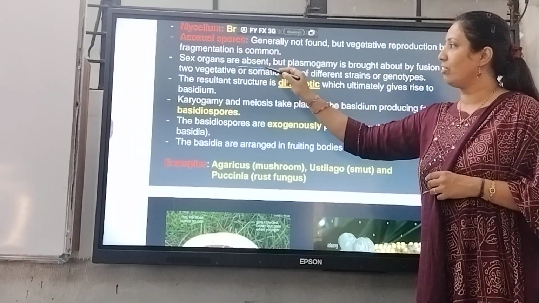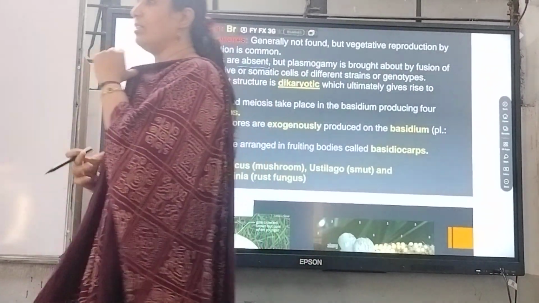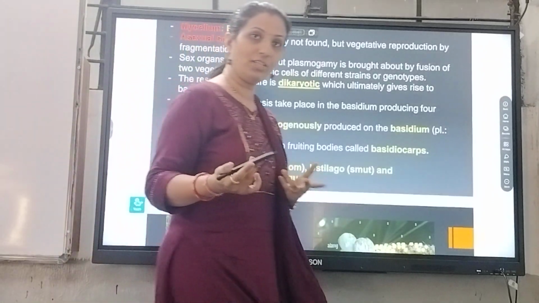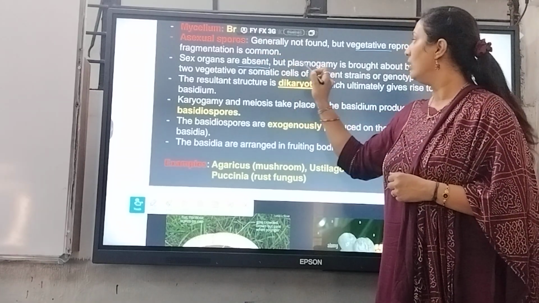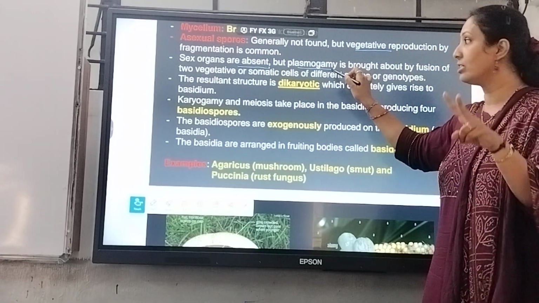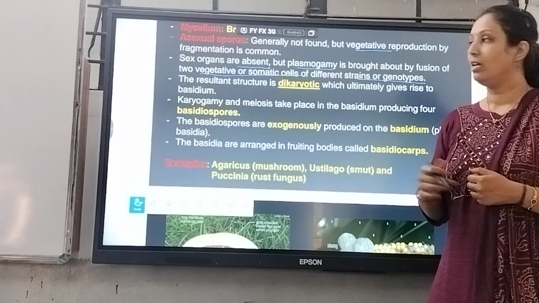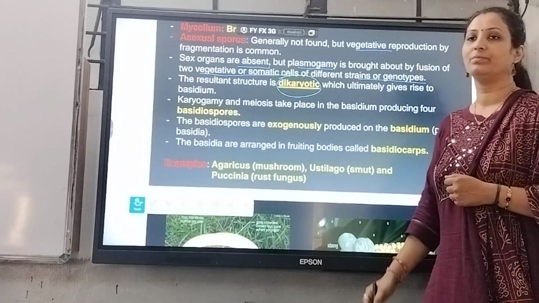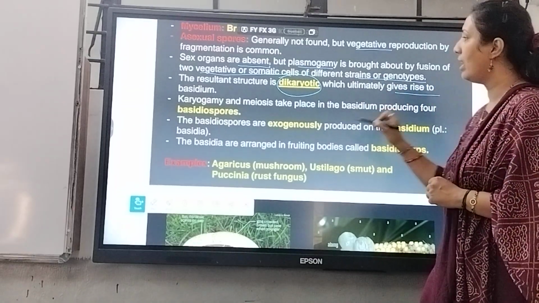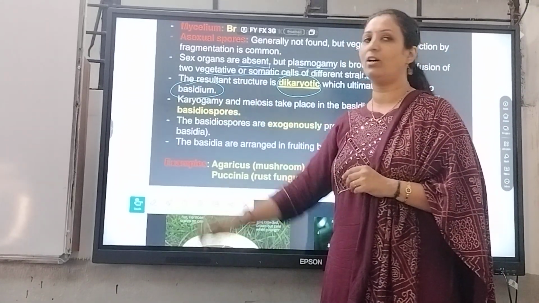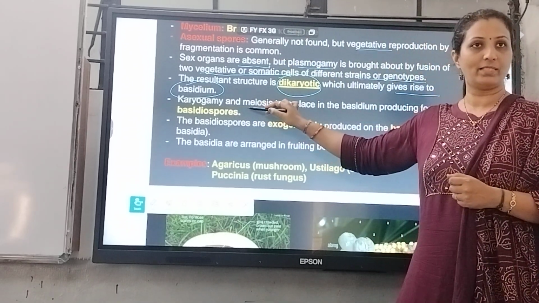See, here the sex organs are absent. In which class of fungi are sex organs absent? Basidiomycetes. Only which two occur, the vegetative and sexual. Plasmogamy occurs between two vegetative or somatic cells of different strain or genotype. Next, the resultant structure will form two nuclei in one cell, after plasmogamy. So it is dikaryotic, and that dikaryotic gradually forms what? Basidium structure, side by side, right? Karyogamy then occurs in the basidium.